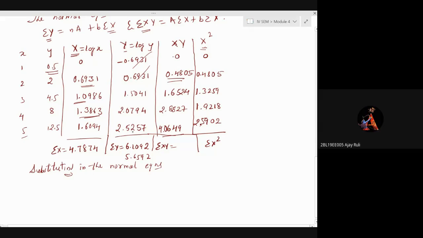First value is same. Madam, 6.210. Yes? Madam, when x equal to 1.0986, its square is 1.2069. Yes, ma'am. See this value, how much is it? No, ma'am, it is correct, ma'am. 1.2069, ma'am.